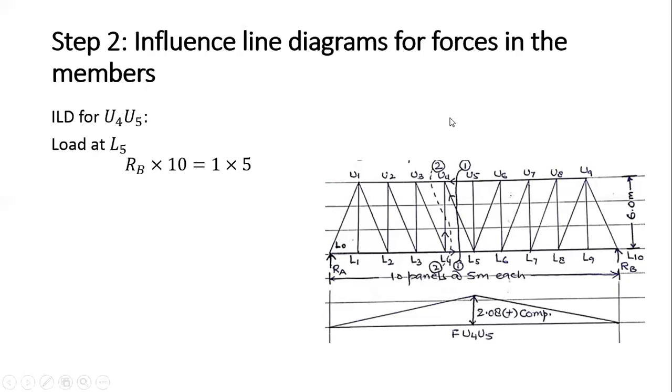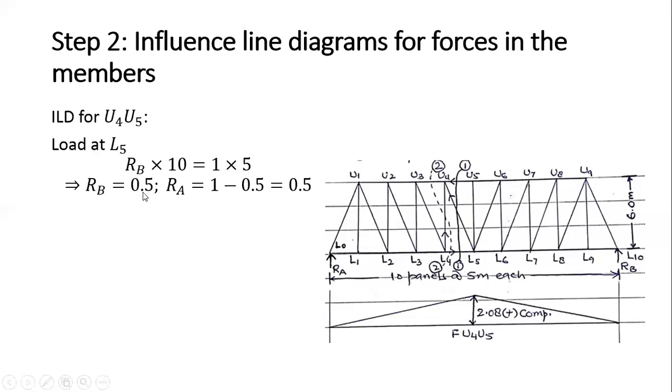So this force is in anti-clockwise direction. Now when the load is here, because I have to calculate the force in this member, the force in this member will be maximum when the load is acting at the opposite joint. So unit load will be here at L5. So 1 into this distance, and this distance is your 5 panel points. So 1 into 5.